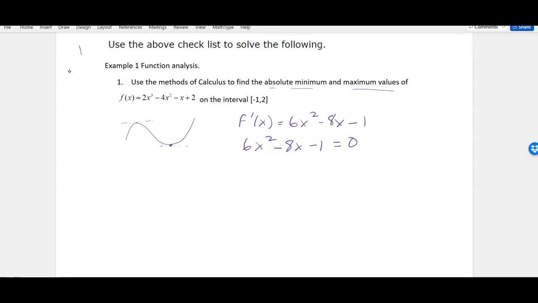Do not use the trace key and get an approximation. You want to be right to at least the third decimal point. So use one of those tools. There are videos available in Blackboard for that, or you can email me for help. But the quadratic formula works fine for this one, even though it can't be factored. And what you do is you get two answers, negative 0.115 and 1.448. So these are my critical values.